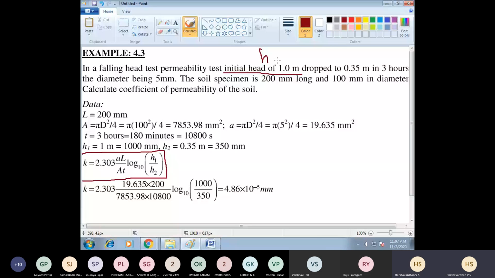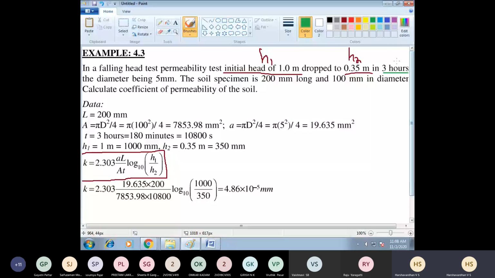Okay, this formula K is equal to 2.303 aL divided by At into log of h1 by h2 is for fine grained soil. You have to remember this formula, and you have to also remember how the formula is derived. Now, in a falling head test, initial head of 1 meter. So initial head is h1, and later it dropped to 0.35 meter. So this is h2. So initial head is h1, final head is h2 in 3 hours.